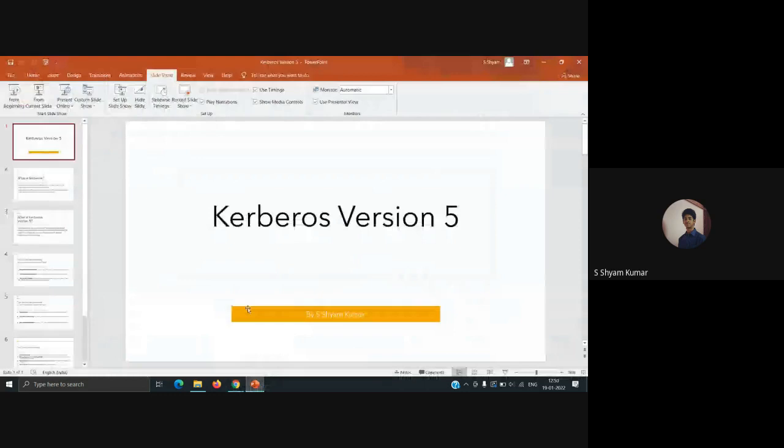So hello. The topic for me was Kerberos version 5. In simple words, Kerberos version 5 is just an upgraded version of Kerberos version 4. But before that, let me try to explain what Kerberos is.